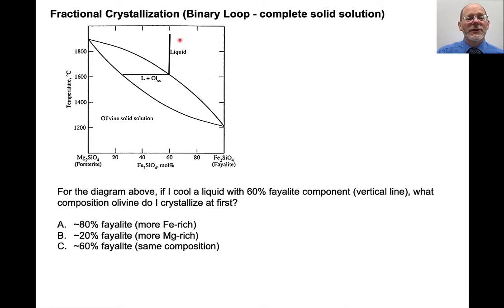Now let's imagine we do the reverse. Let's say we have a liquid that has 60% fayalite component and we cool it off. What composition olivine is the first one to crystallize?